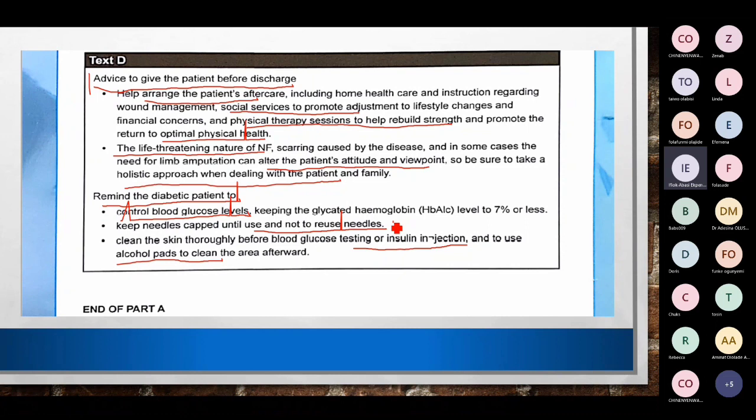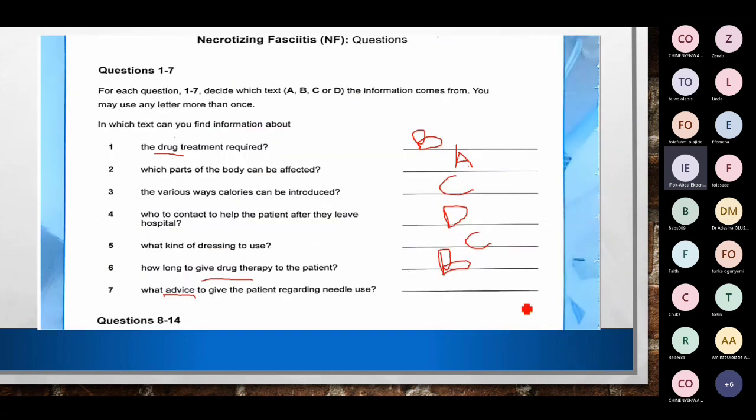If you agree with me, we have gotten 7 answers correctly without reading these passages. So this is just the way to go about it. So this one is what? This is D. D, exactly. D. Thank you.